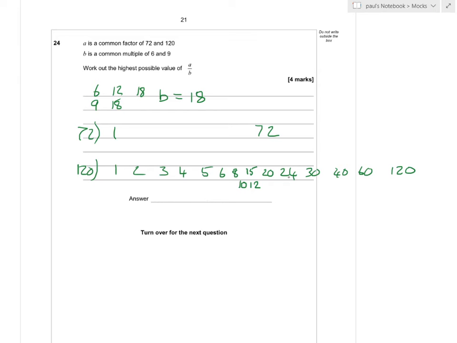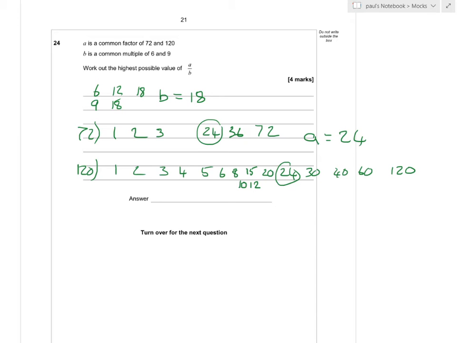So what's that? It's 24. 24. That go into that? 3 times 24 is 72. Yeah? So there's 2 times 36. 3 times 24. So the biggest one there is going to be 24. Don't need to do the other ones. 24. So A equals 24.